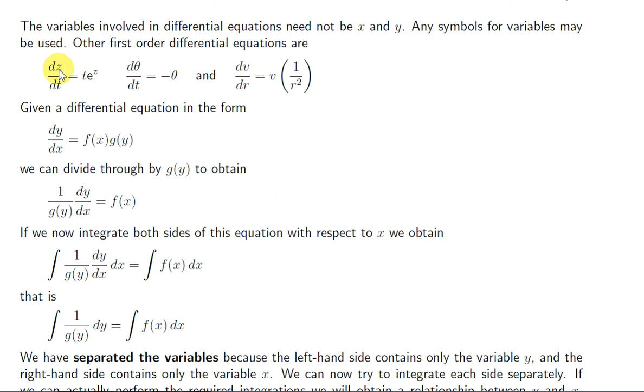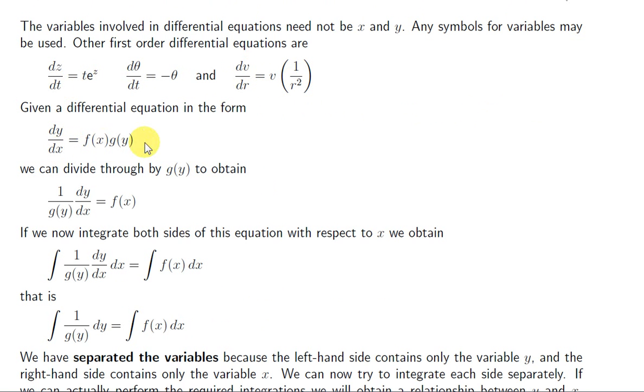Now, of course, our dependent variable doesn't have to be called y, it could be called z, theta, or v. Similarly, our independent variable doesn't have to be called x, it could be t or r for this differential equation here. Okay, so let's go back to using y for the dependent variable and x for the independent variable.